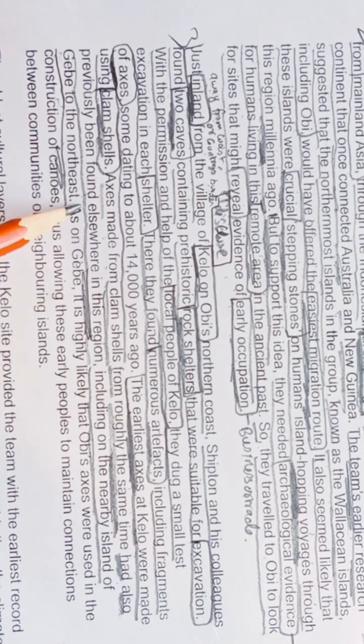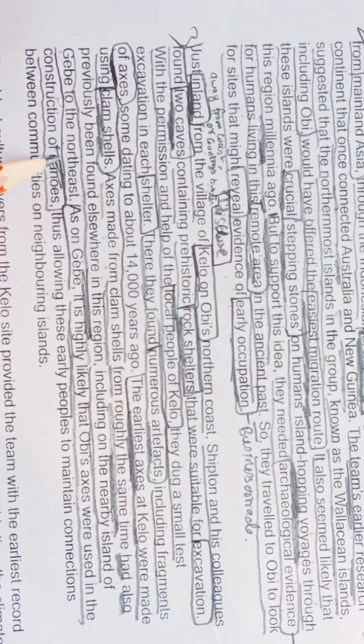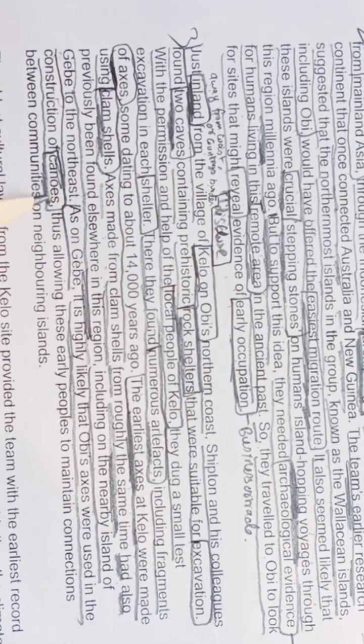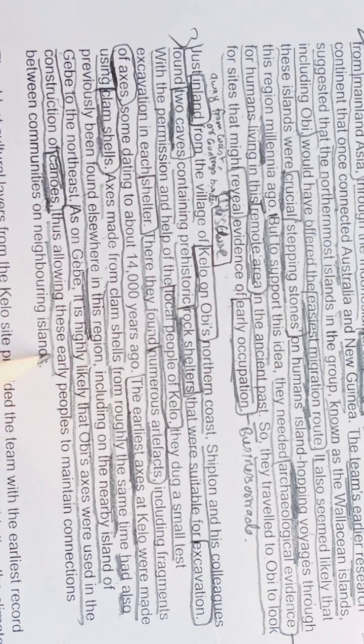As on Gib, it is highly likely that Obis axes were used in the construction of canoes. What do I mean by canoes? Canoes means boat, a light narrow boat, thus allowing these early people to maintain connections between communities on the neighboring island.